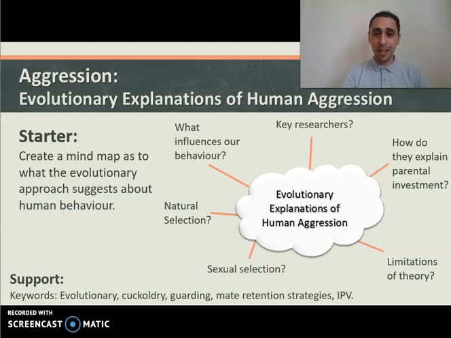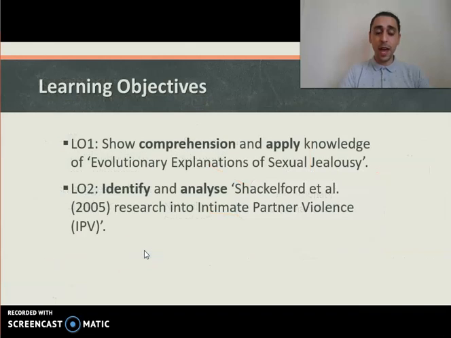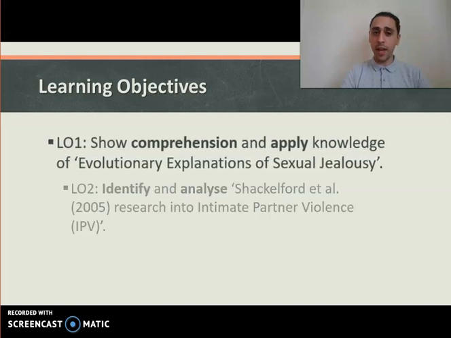Let's have a look at some of our learning objectives for today. Learning objective 1: show comprehension and apply knowledge of the evolutionary explanations of sexual jealousy. Learning objective 2: identify and analyze Shackelford et al.'s 2005 research into intimate partner violence, also known as IPV. So let's start with LO1: show comprehension and apply knowledge of evolutionary explanations of sexual jealousy.